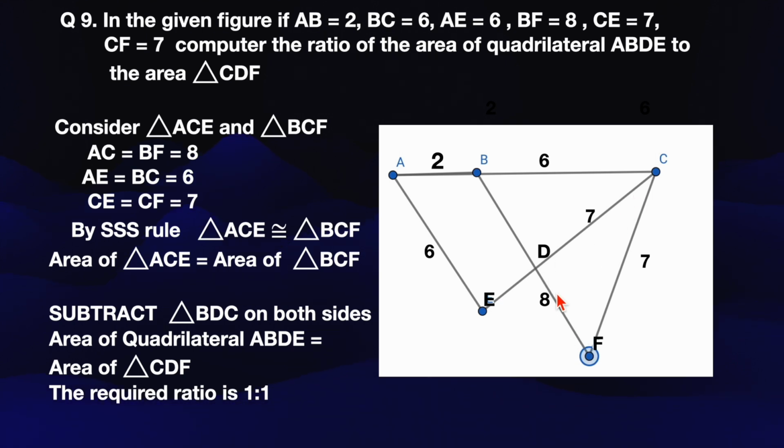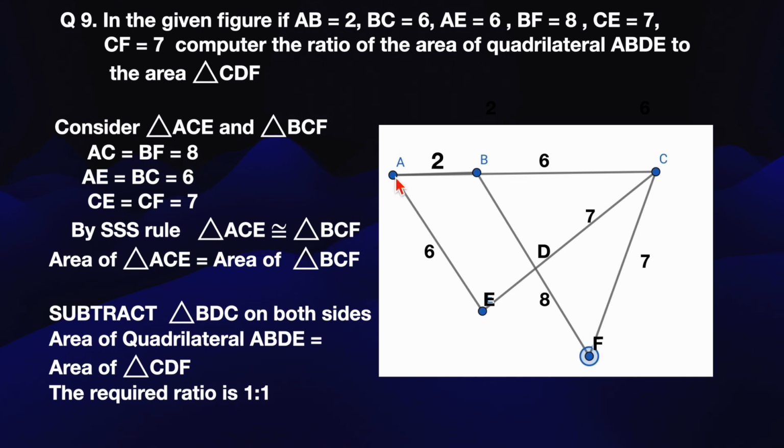Very simple sum. What we are going to do is, first we are going to find the area of this triangle, and we'll say that it is equal to this triangle. Then we will subtract this common portion. If we do that, we are left with the area of this triangle and the area of this triangle. Very simple. Let me explain again.